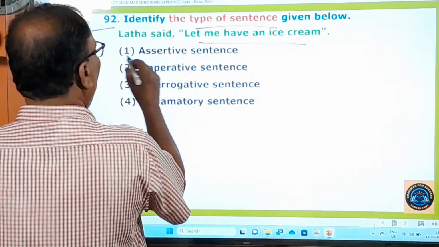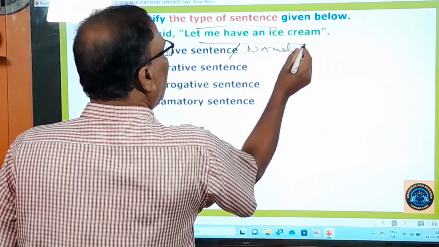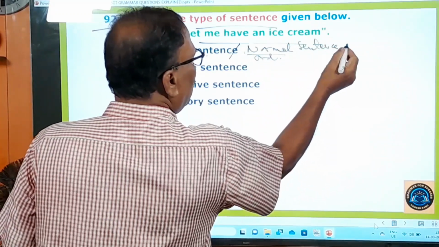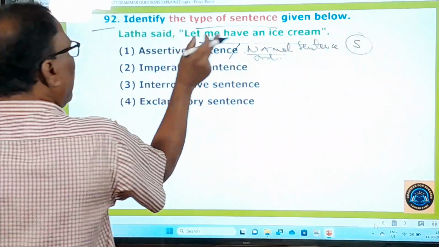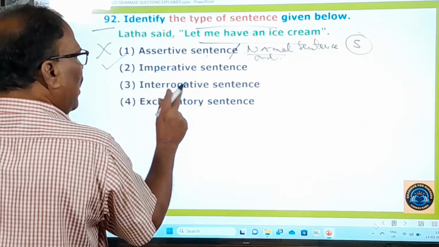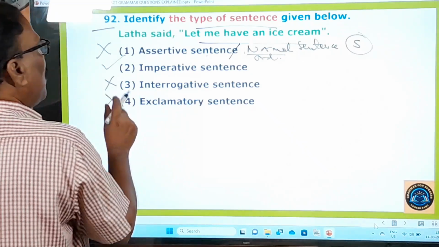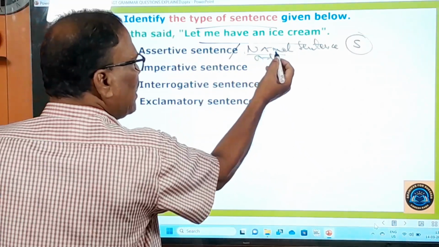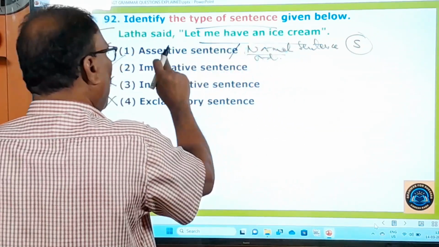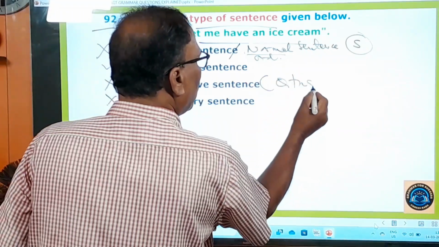Assertive sentence. I have already told you about that. Assertive sentence means a normal or ordinary sentence beginning with a subject. But this is not an assertive sentence, wrong. Imperative sentence, right. Interrogative sentence, this is also wrong. Exclamative sentence, wrong. Let me have an ice cream is not an assertive sentence, therefore this is wrong. And interrogative sentence means a question.